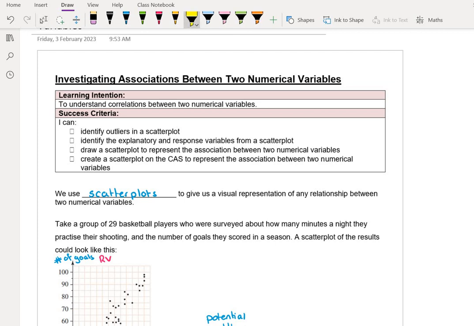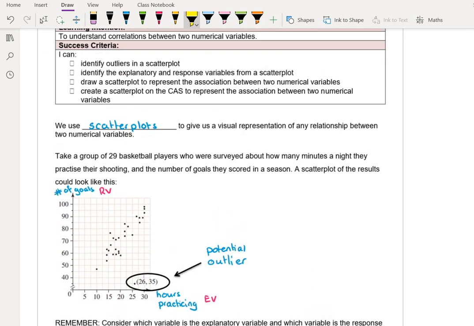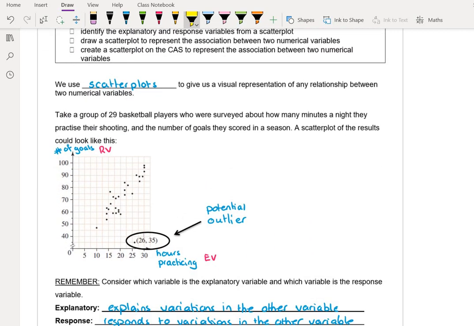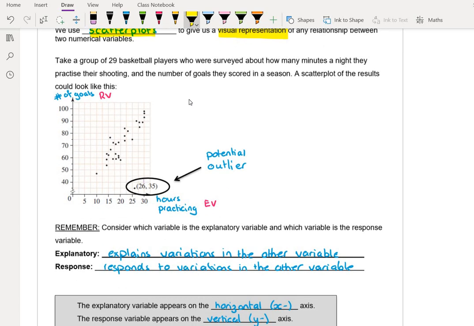In this lesson we're looking at investigating associations between two numerical variables. When we have two numerical variables, the best way to represent the association visually is to use scatter plots. Scatter plots have two axes: the horizontal one will always have the EV, the explanatory variable, and the vertical one will have the response variable. Then we put all our data in as a single dot.